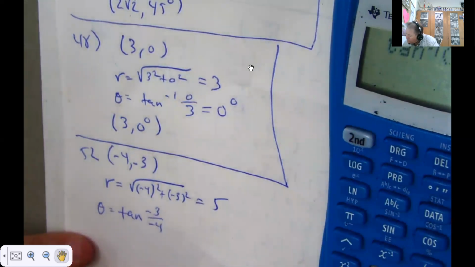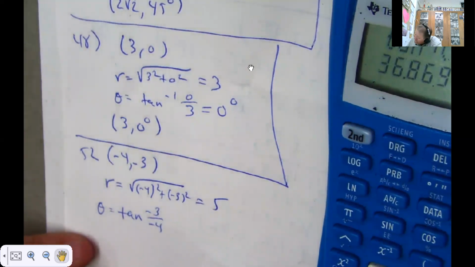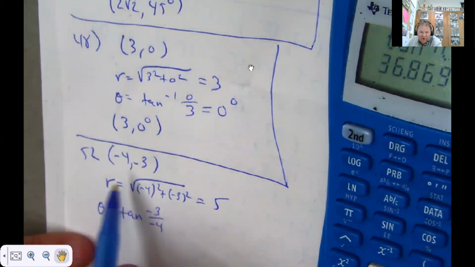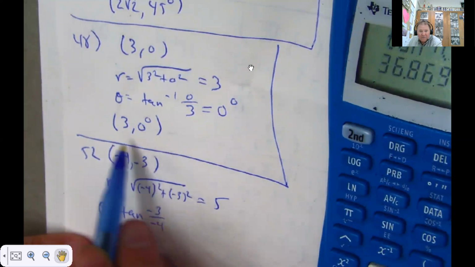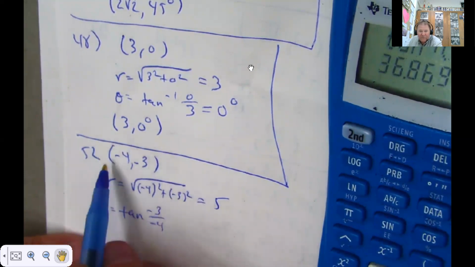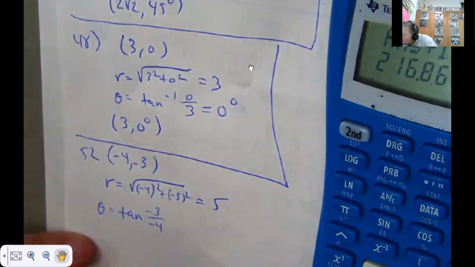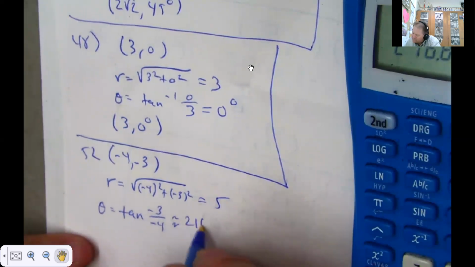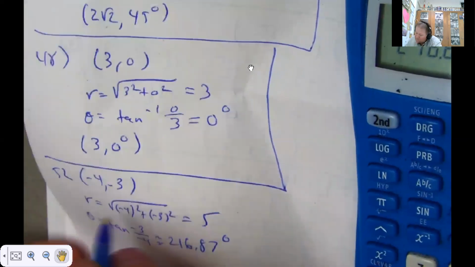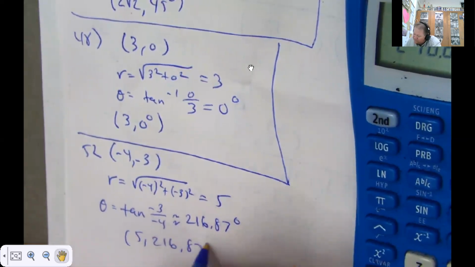Arctangent of 3/4. And I'm getting 36.87. But 36.87 is in the first quadrant. The first quadrant is positive x and positive y. I don't want that. I want negative x and negative y. I want the third quadrant. So I'm going to have to add 180 to this, and I'll get 216.87. So that's going to be listed as 5 comma 216.87 degrees.